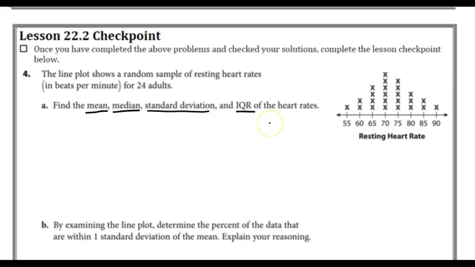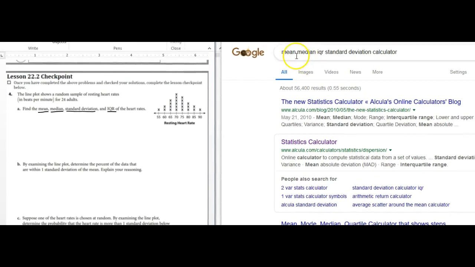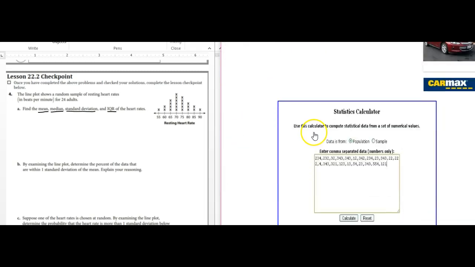Okay, so we can go ahead and do that again using one of our online resources. So again, what I'm going to do is see about Googling mean, median, IQR, standard deviation calculator, and the first thing that pops up is this one. So I'm going to click on that and put in some of our values.